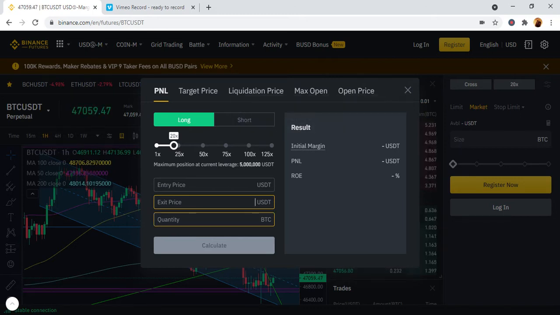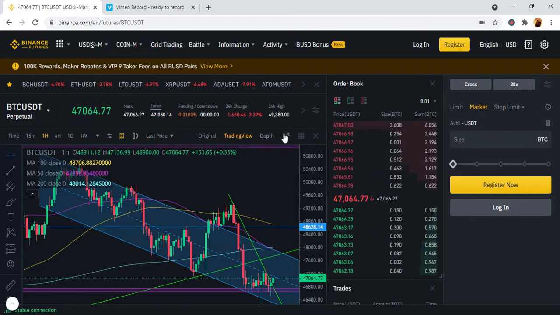The same thing you can use to calculate how much you will lose if the market should hit your stop loss. So you just enter your entry price here as always. Then your exit price, instead of it being your take profit, it will be your stop loss, then you enter your quantity and calculate. It's as simple as that. Let's not waste time on that. So let's go straight to our chart.